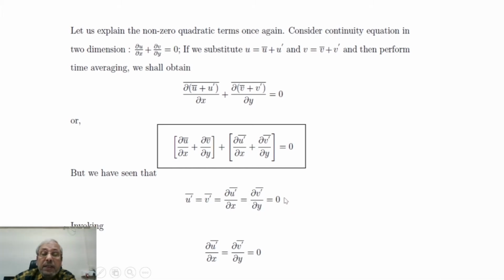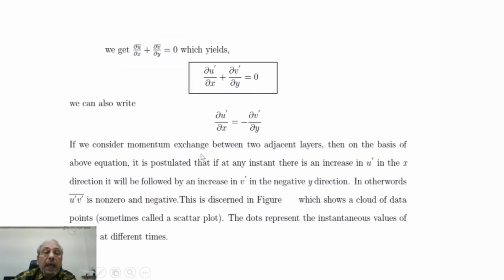All these quantities are individually 0. So we can invoke ∂u'/∂x bar, or ∂u' bar/∂x, is 0, and ∂v' bar/∂y is 0. From there we will get ∂/∂x of u bar plus ∂/∂y of v bar equal to 0.